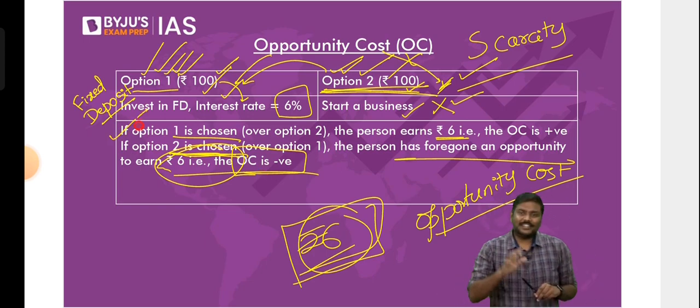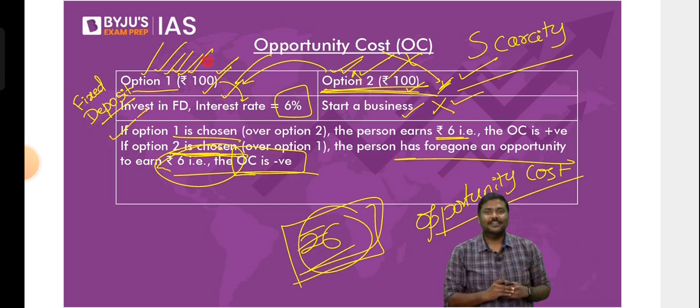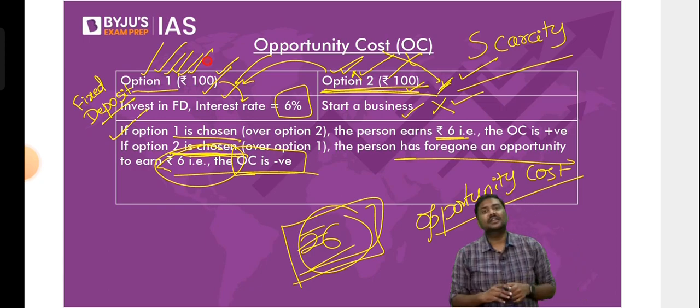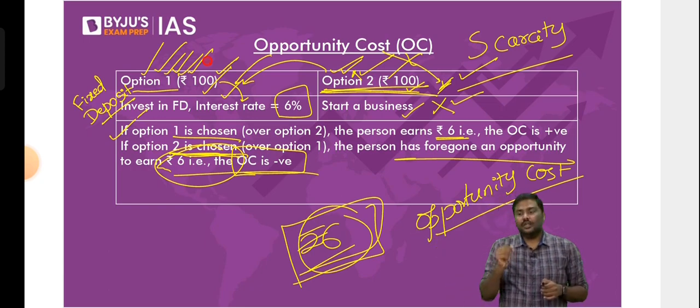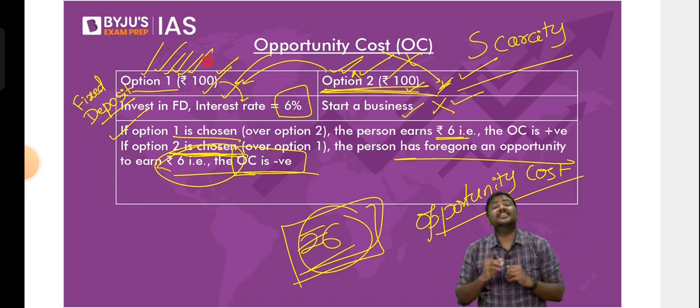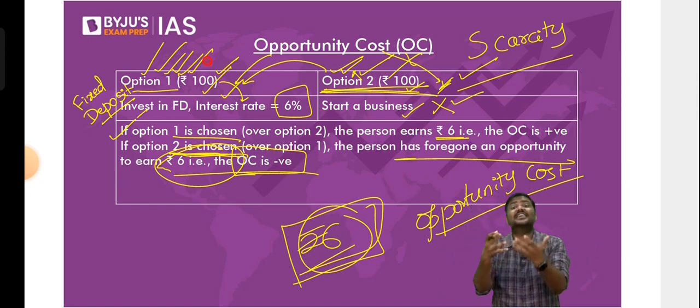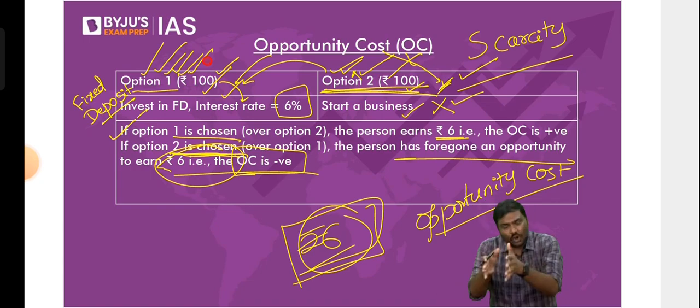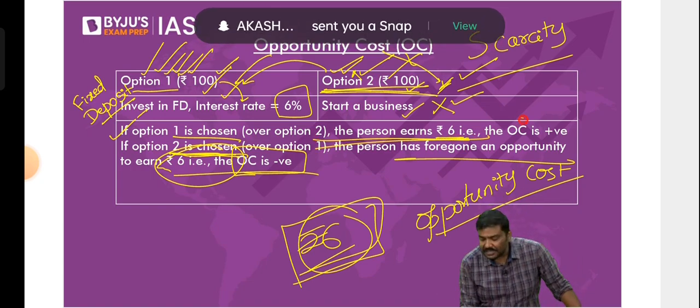Now, what if someone says, sir, I did not choose option 2, I went with option 1. Then what is the opportunity cost here? Did I have any opportunity cost? Of course, yes. Because you chose option 1 and sacrificed option 2, you have earned 6 rupees. If I made an investment in the business, no earnings, but because I invested in an FD, I've earned 6 rupees. So whenever you earn an additional benefit like this because of your choice, we'll simply say opportunity cost is positive.